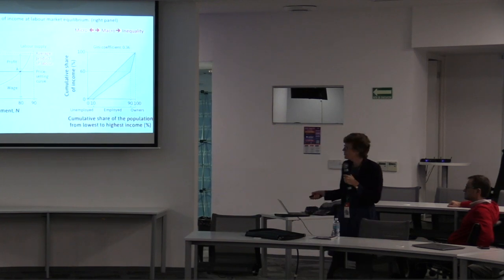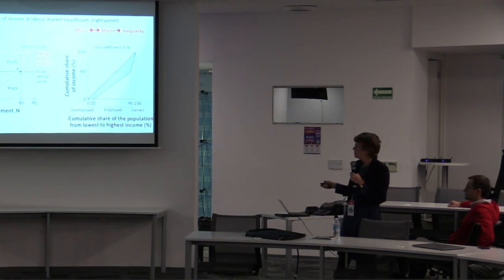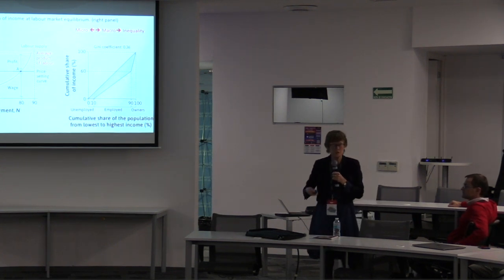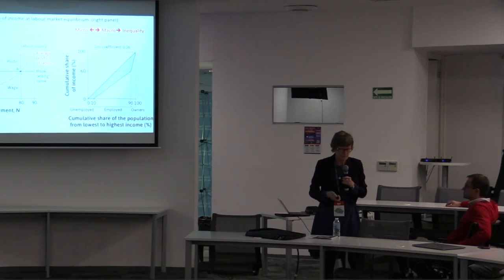A policy change that changes unemployment is going to shift this intercept for the Lorenz curve. A change in competition, which is going to shift the price setting curve, is going to shift this point on the Lorenz curve. You can get them to calculate Gini coefficients as well as drawing Lorenz curves.